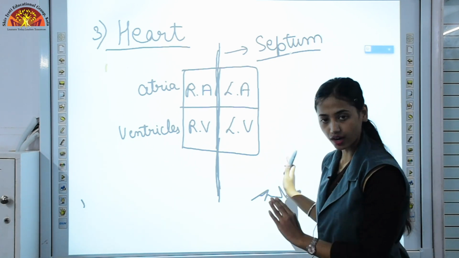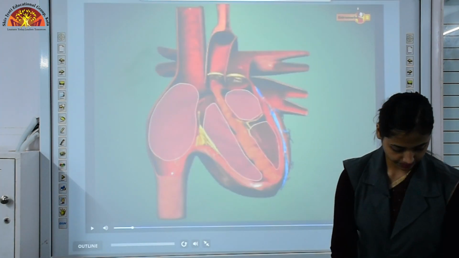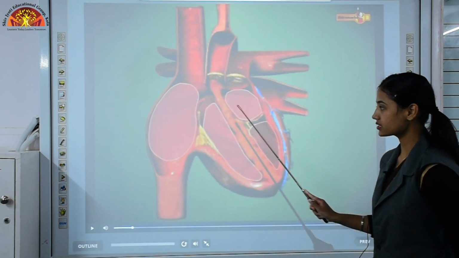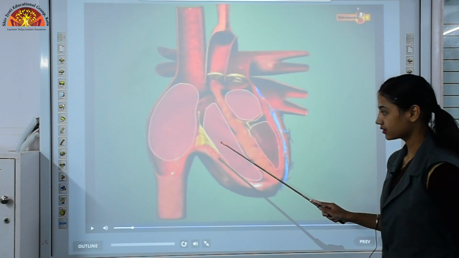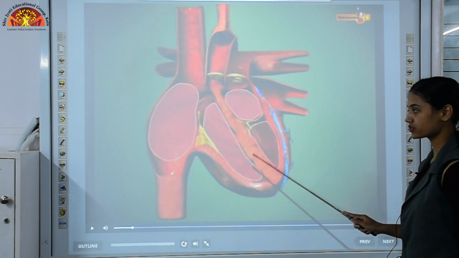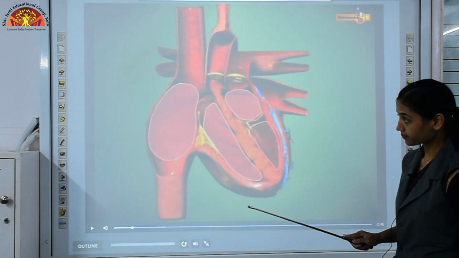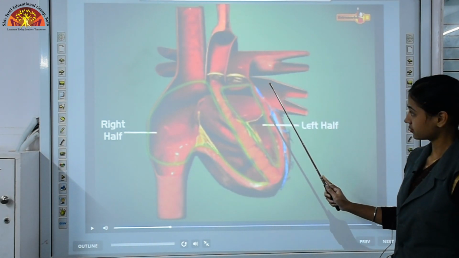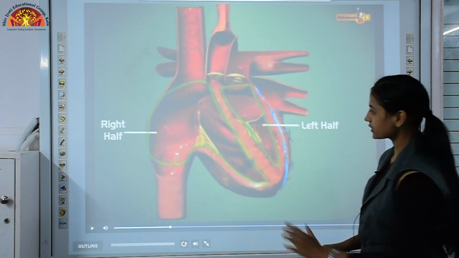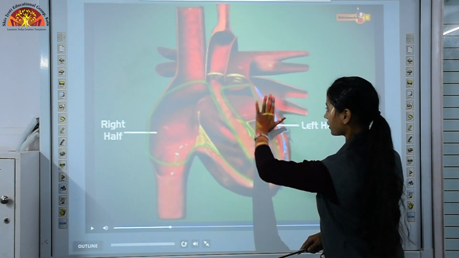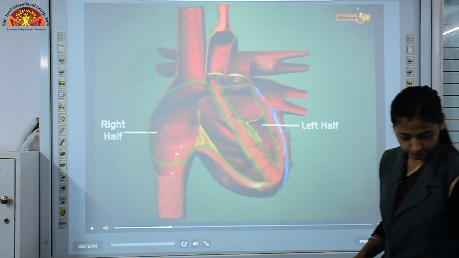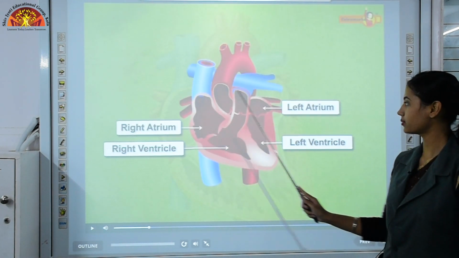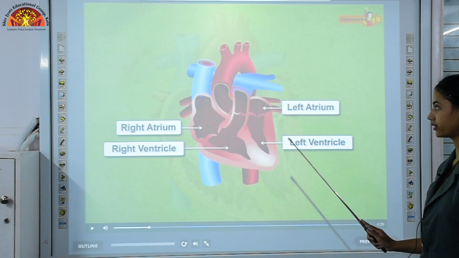Understood the structure of heart? Look here. These are 2 upper chambers which are atria. These are 2 lower chambers known as ventricles. This is the right half, this is the left half, and you can see the right half is separated from the left half with the help of the septum.